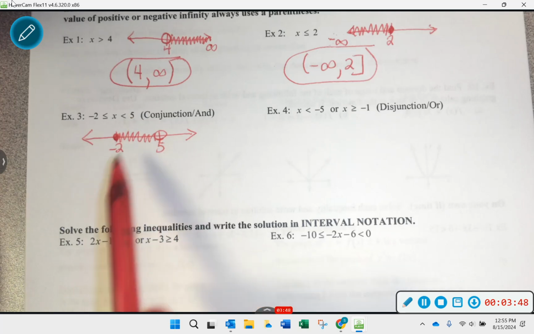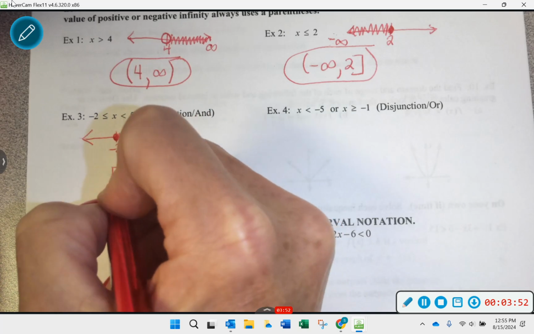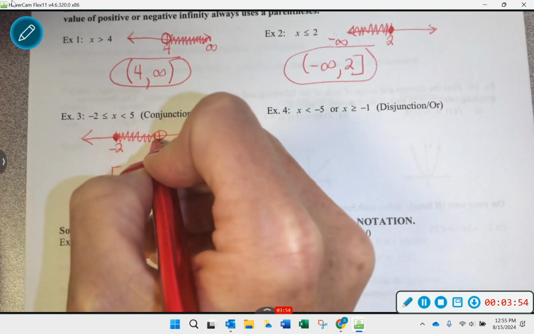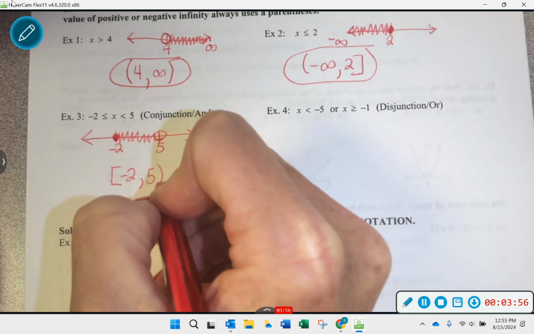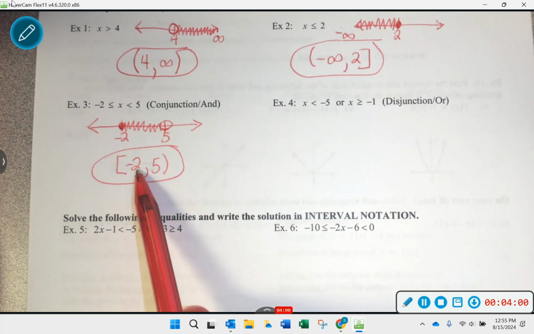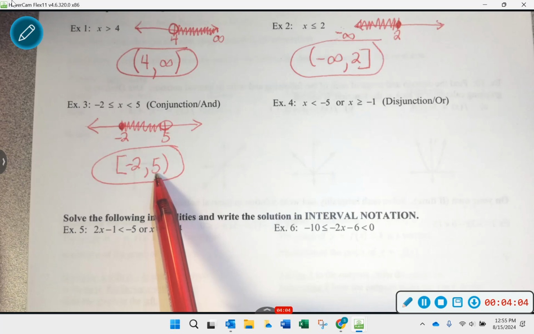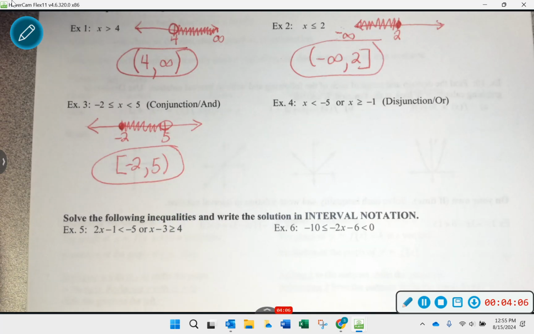There's our number line. Here's interval notation. Left, the first number I come to is negative 2, comma, 5, parentheses. That means all the numbers between negative 2 and 5, negative 2 is included, 5 is not. Okay? Does that make sense?